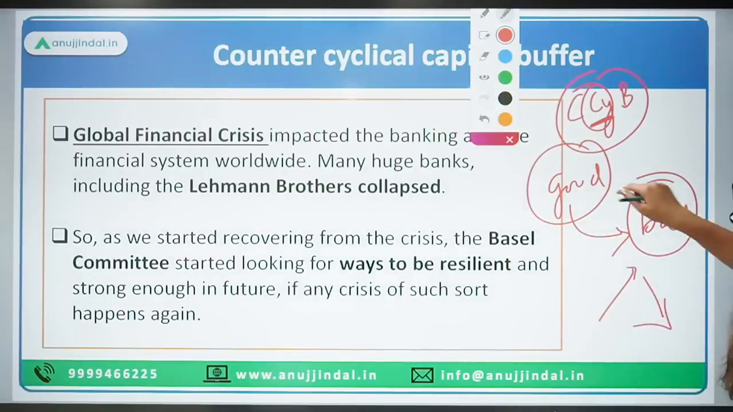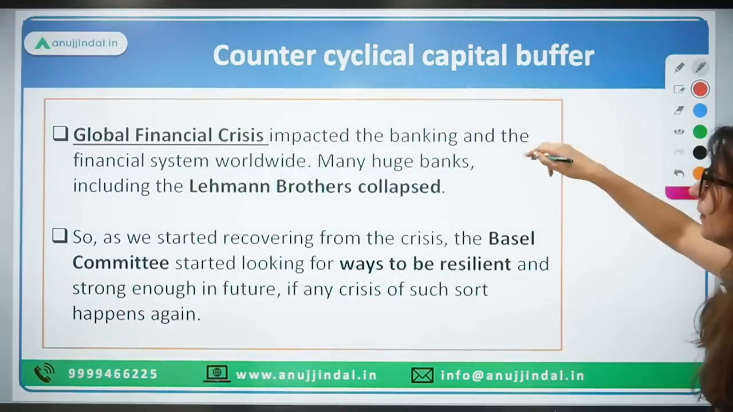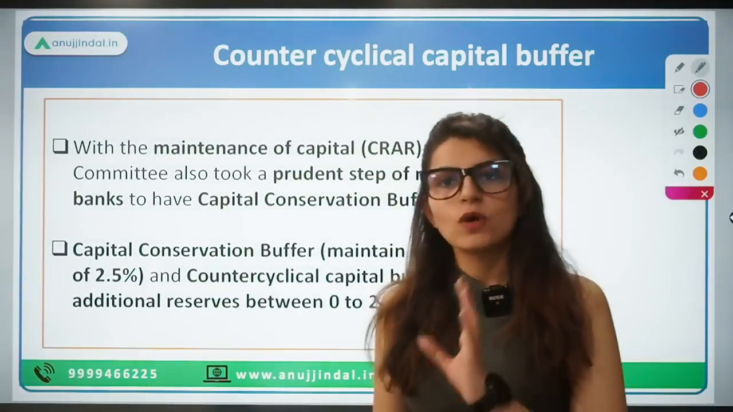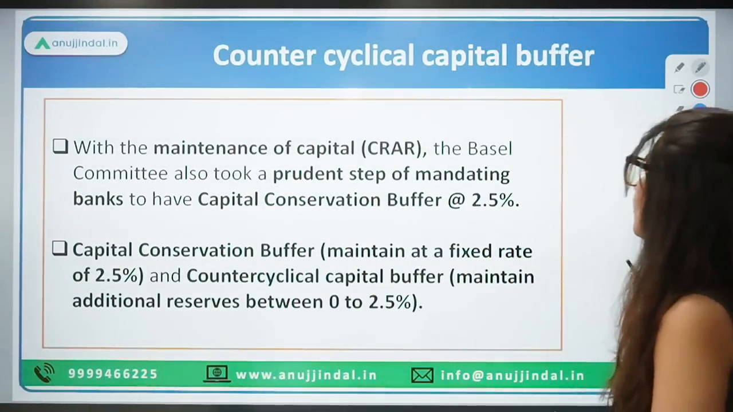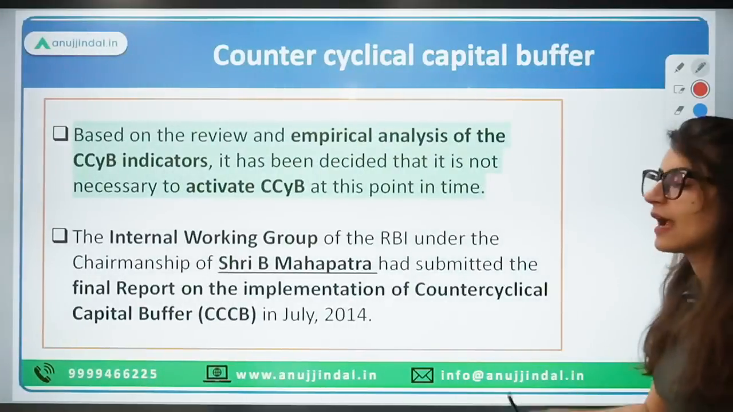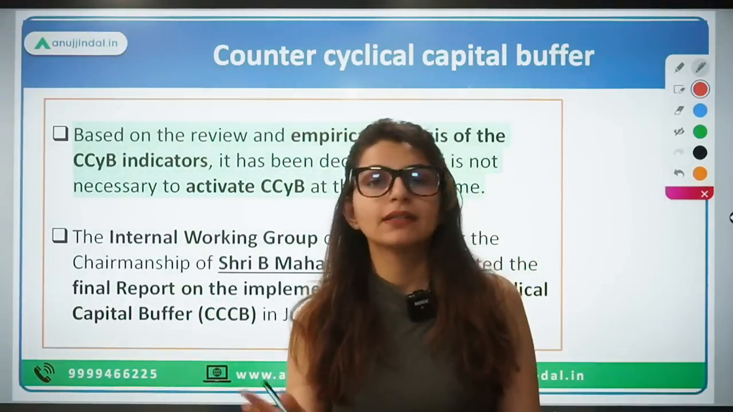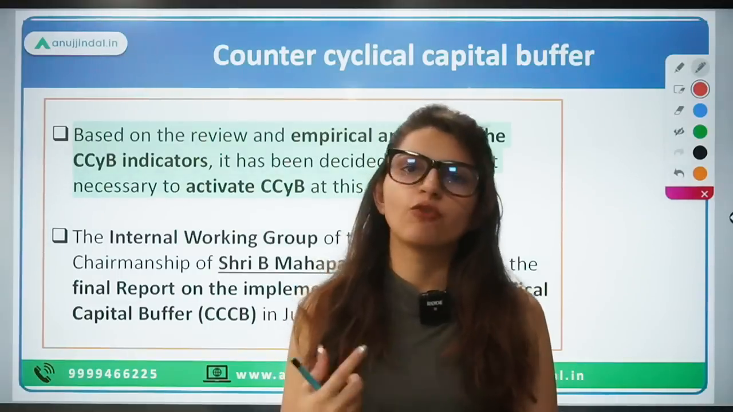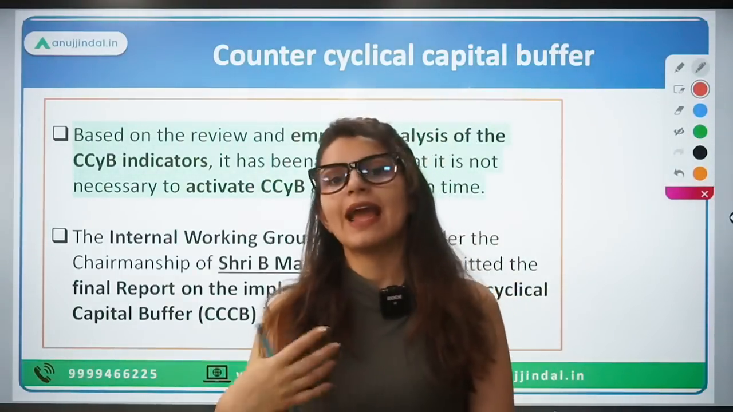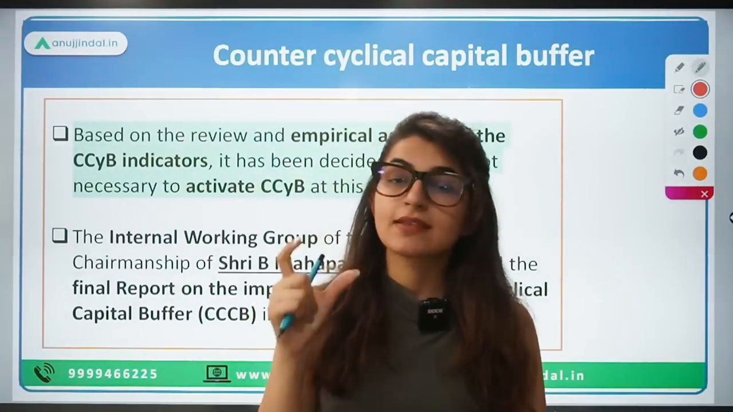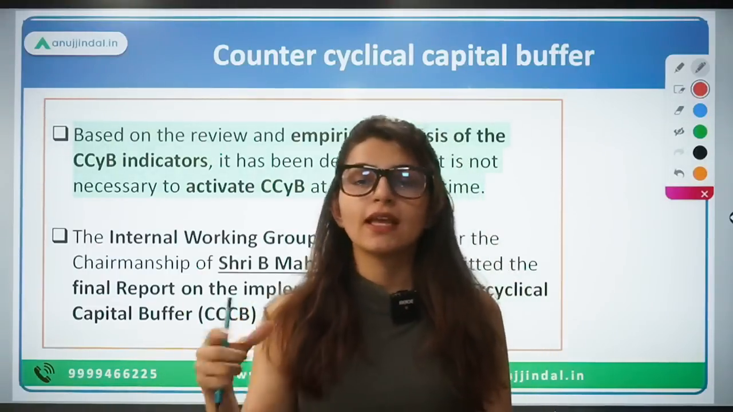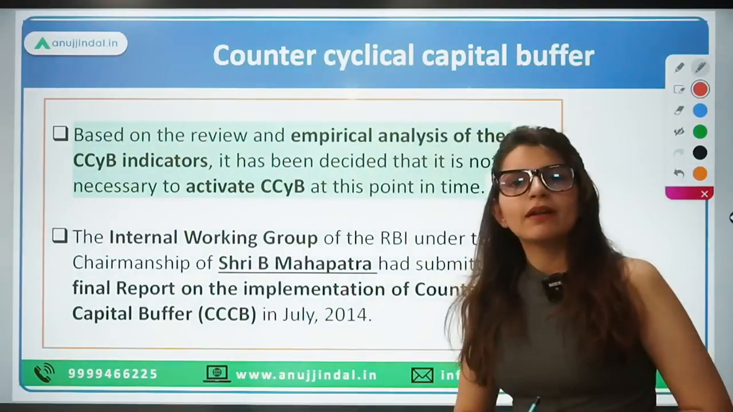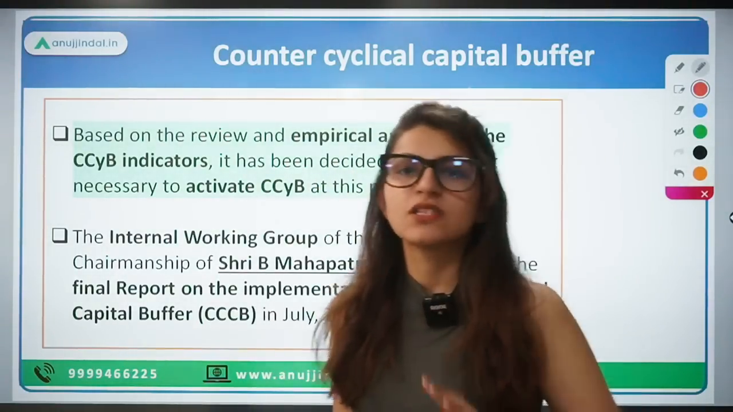So, we have studied and understood what happened after the global financial crisis, and why the Basel Committee was formed. It was formed so that the capital requirement of banks could be known. What is the capital that they have to maintain with themselves, which can be used in an unforeseen situation? In case there are NPAs, banks can utilize this capital based on their risk weighted assets. Okay.